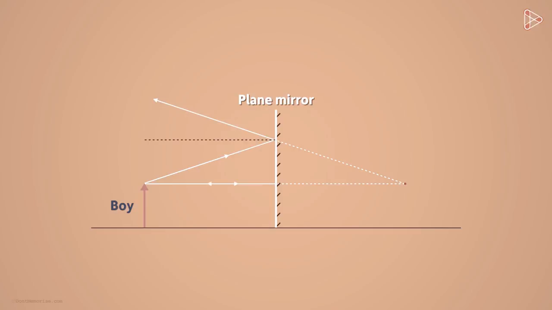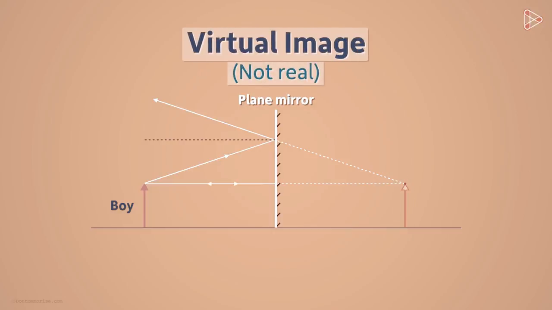But yet, we have the perception that the light rays are coming from the point behind. So we just consider the top of the arrow here. We can do something similar for the remaining points on the object to get the complete image. So we say that the image formed here is virtual, or in other words, not real.